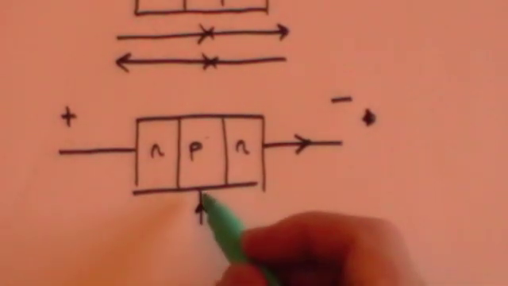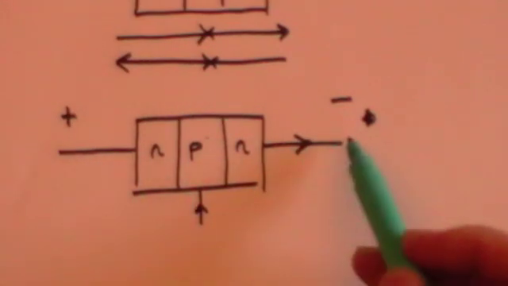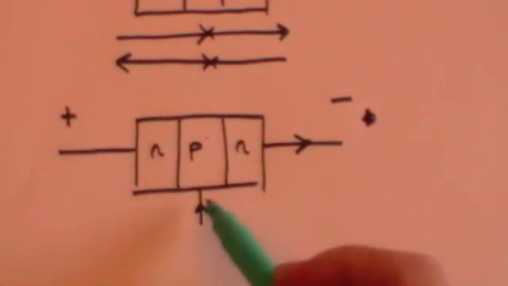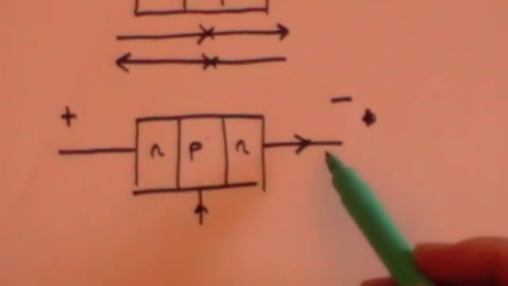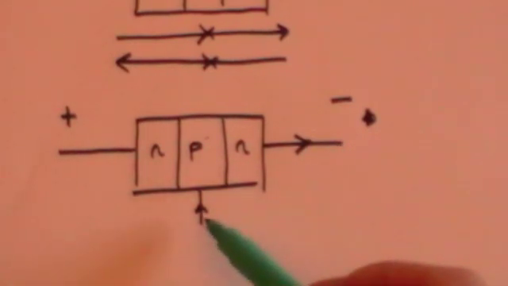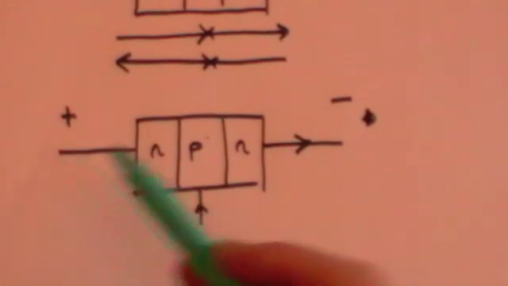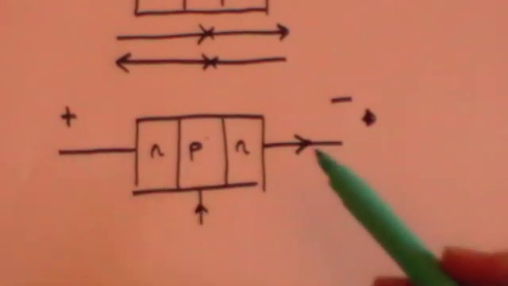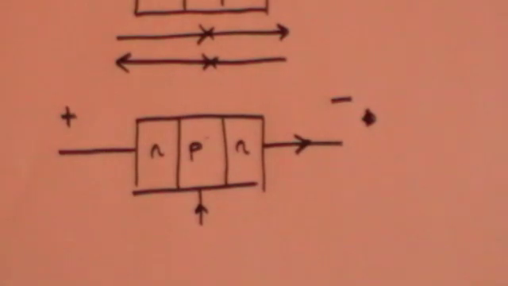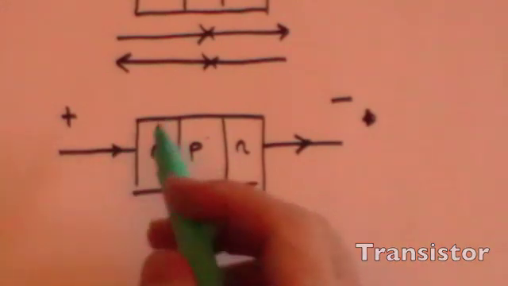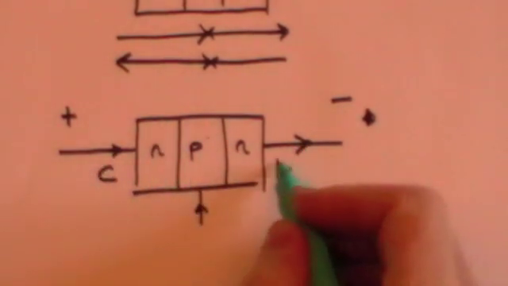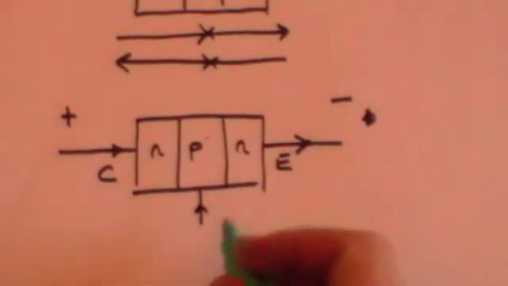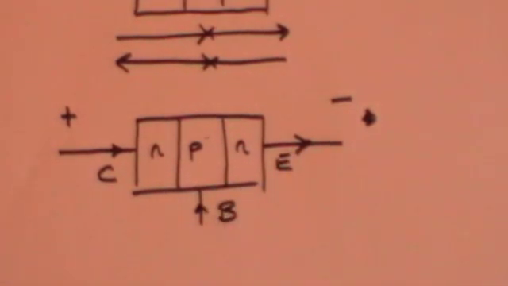If you don't put a small current in here, no current will flow across the device. If you do put a small current in here, then you will get a larger current flowing across the device. So whether or not you put a current through here will determine whether the current here flows. That's a switch. And it is also called a transistor. This end of the transistor is called the collector. This end of the transistor is called the emitter, and this end is called the base.